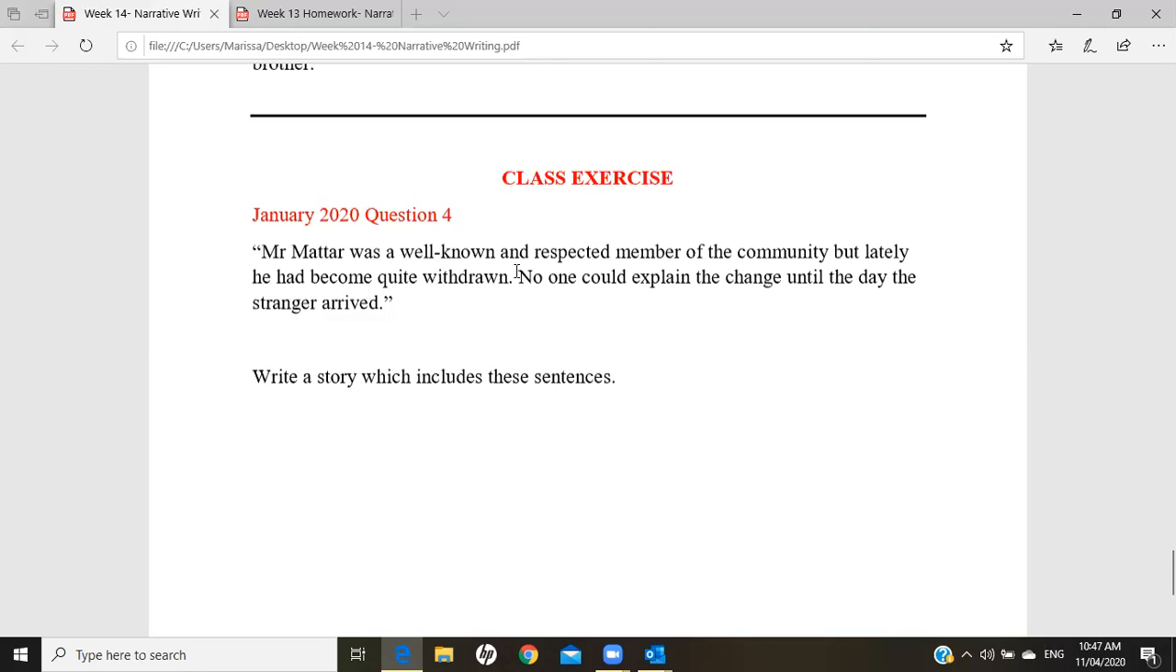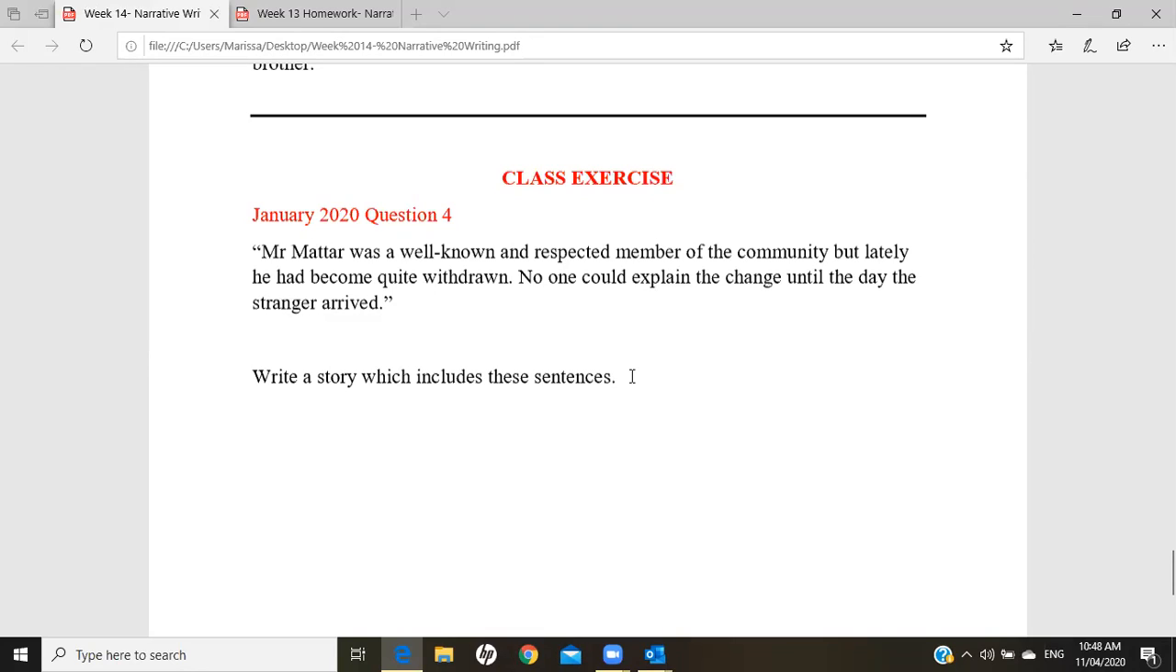It says, Mr. Matter was a well-known and respected member of the community, but lately he had become quite withdrawn. No one could explain the change until the day the stranger arrived. Write a story which includes these sentences. So right off the bat, let's look at the question again, and then I will get your feedback as to what you all would write about. Remember, whenever the question says to include these sentences, you could put it anywhere in the story, in the beginning, the middle, or the end, because they didn't specify whether to begin the story with these lines or end with these lines. So right off the bat, anybody wants to tell me what they would write about?